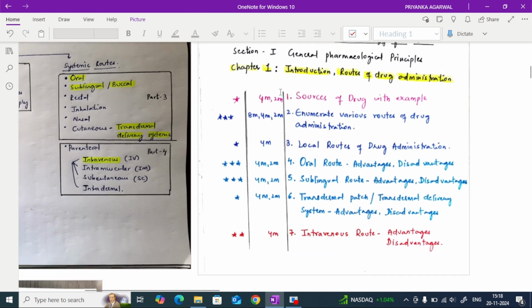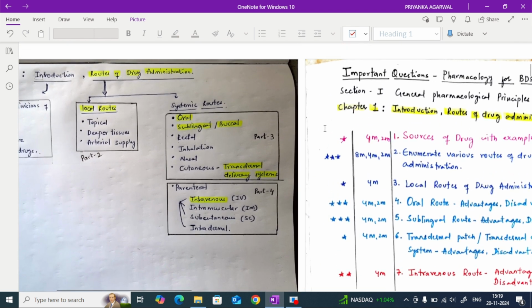What I have done is I have just listed down all the important questions referring to previous year question papers. So you can see the second question here, enumerate various routes of drug administration. It's an essay question. So you need to write a little about each route, okay? So you need to study all the routes. Now, specifically local route, oral route, sublingual, transdermal delivery systems and intravenous are separate 4 mark or 2 mark questions, okay?